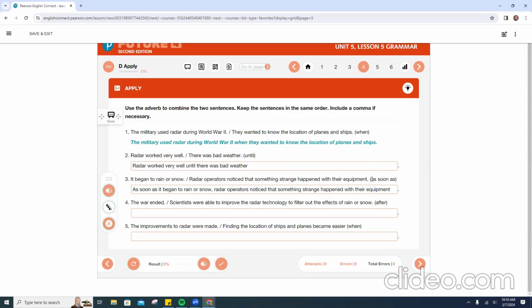Some of them, for example, this one starts with as soon as it began to rain or snow, which is this part. Radar operators noticed that something strange happened with their equipment. Or we could say, radar operators noticed that something strange happened with their equipment as soon as it began to rain or snow. So again, there's different ways we could do it. The book kind of explains it in a way, but does it a little bit different.